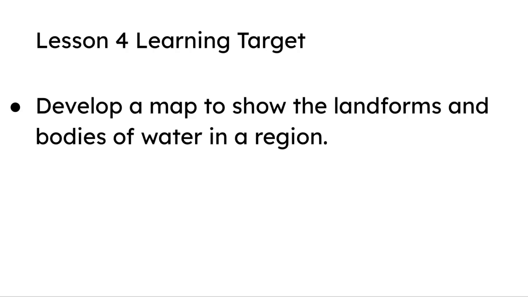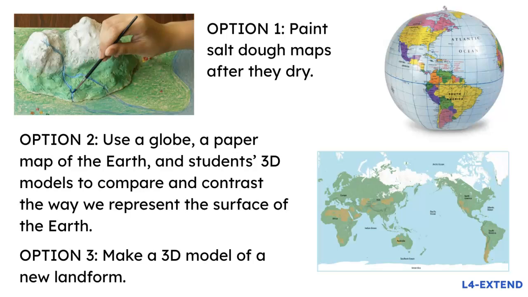There are 3 options for Extend activities. Students can paint their dough maps after they have a chance to dry or use a globe, any paper map of the Earth, and students' 3D models to compare and contrast the way we represent the surface of the Earth. They could also create 3D models of the landforms they identify in that discussion.